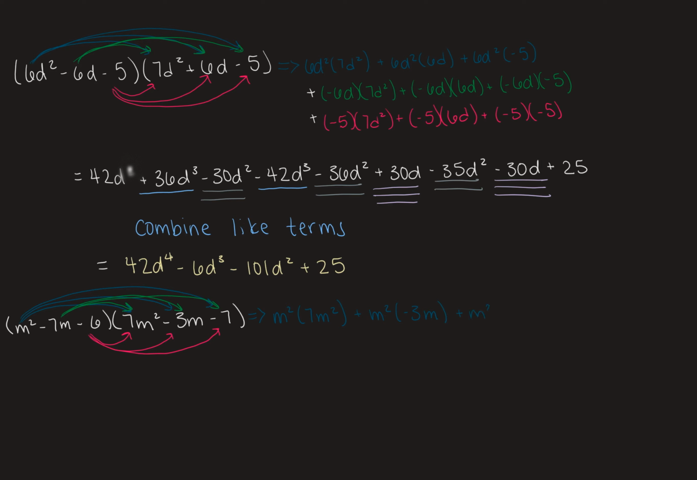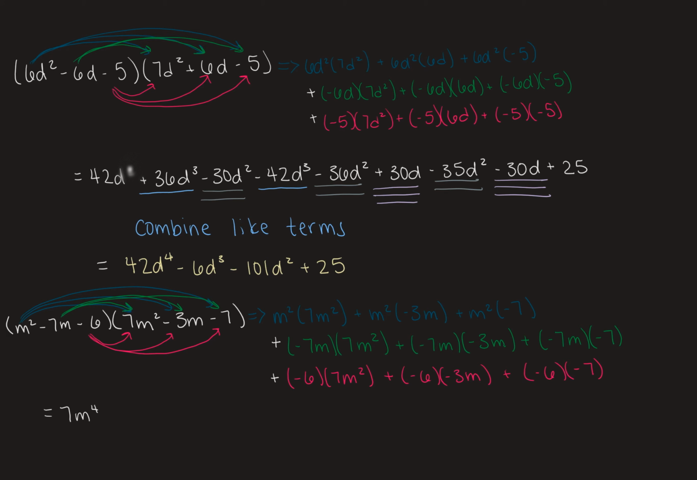squared plus m squared times negative 3m plus m squared times negative 7 plus negative 7m times 7m squared plus negative 7m times negative 3m plus negative 7m times negative 7 plus negative 6 times 7m squared plus negative 6 times negative 3m plus negative 6 times negative 7.